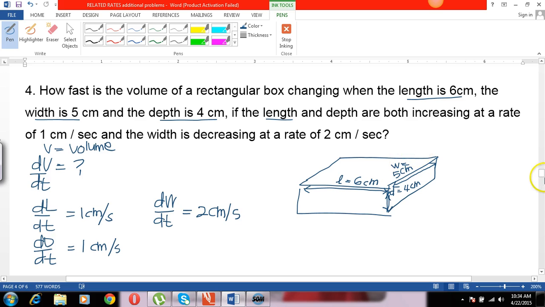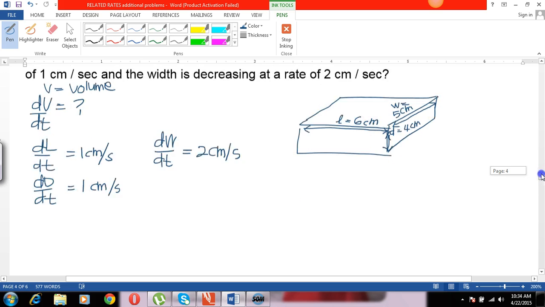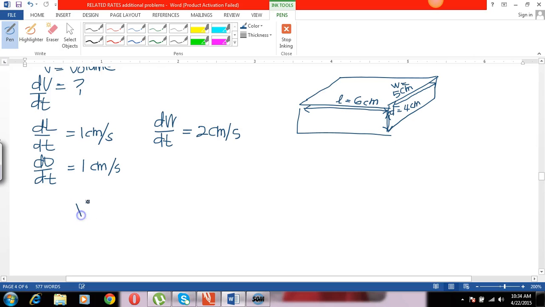Then this is a figure we can illustrate from the problem, right? So what is the volume formula for a rectangular box? V equal to length times width times depth, or capital L times W times D. This is the formula for the volume of the rectangular box.